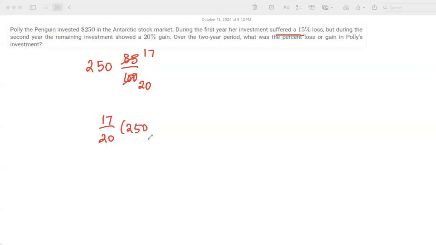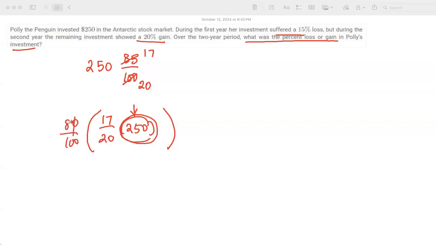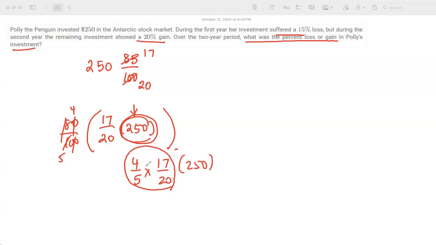I don't want to disturb this much because the question is asking what is the percentage loss or gain in the investment. But the next year, what happened? 20% gain. So this entire money became 80 by 100, which is 4 by 5. So 4 by 5 times 17 by 20 times 250. So the original money became this much. What is that much? So can we multiply and see?